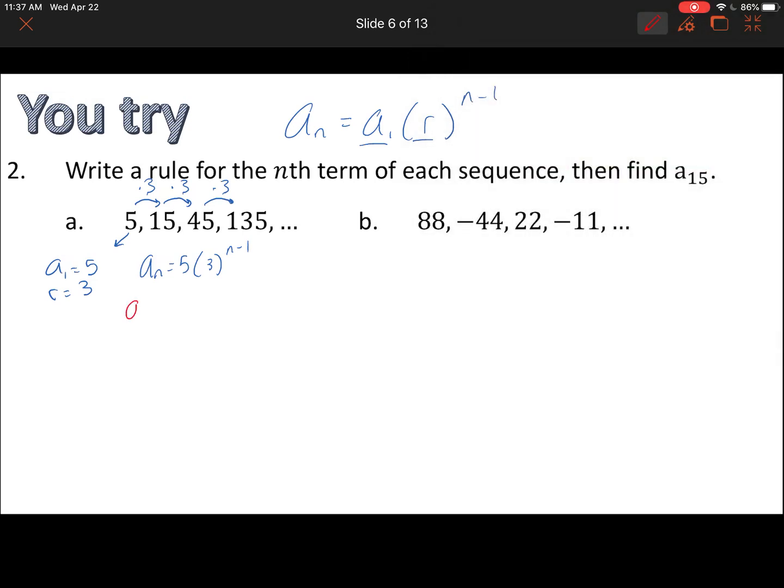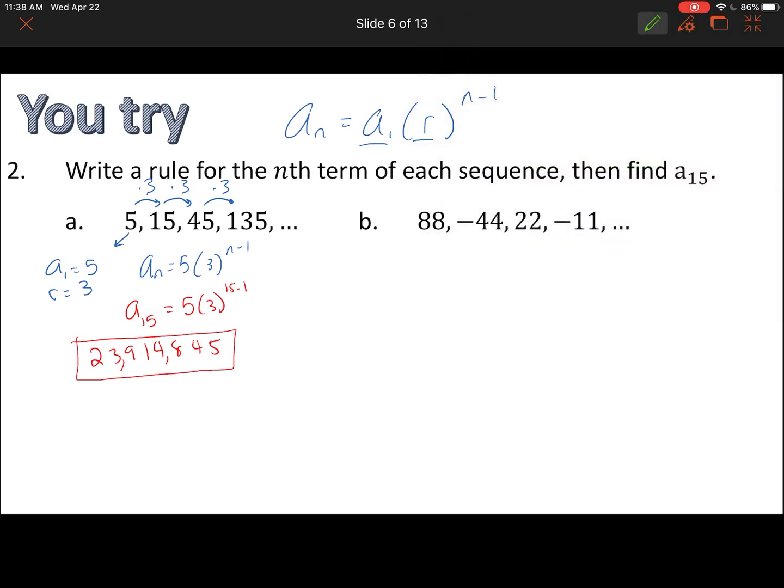Well, once you have your formula, you just got to plug a 15 in. So a sub 15 equals 5 times 3 to the 15 minus 1. Now, of course, I forgot to do this ahead of time, so let's see what we get here. Probably a really big number. It is a huge number. All right, so we have... Wow, 23,914,845 is what I got there. Hopefully that's what you got.